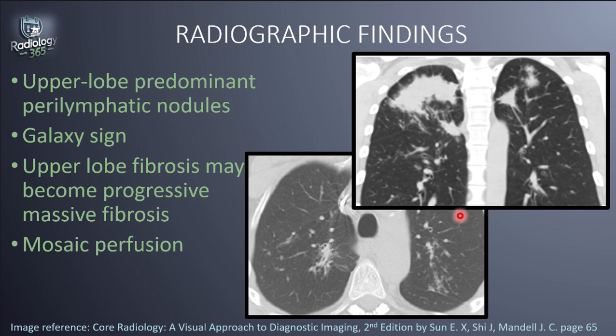So in these images, this axial CT in a patient with sarcoidosis shows tiny peribronchovascular and fissural nodules in the bilateral upper lobes. You can see some in the peribronchovascular distribution up here, and we can see some in the fissural distribution down here. And this coronal CT demonstrates upper lobe predominant progressive massive fibrosis of sarcoid with the galaxy sign. You can see some tiny nodules satelliting this massive area of fibrosis.